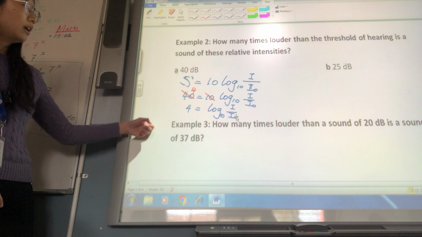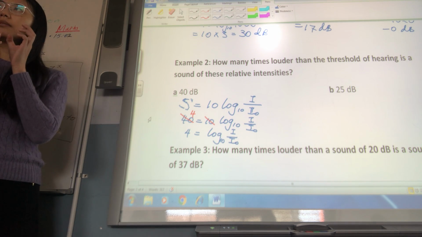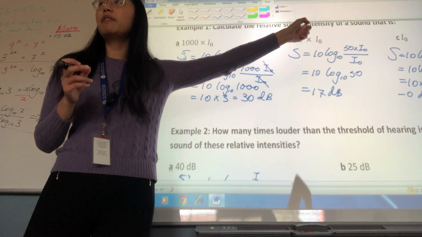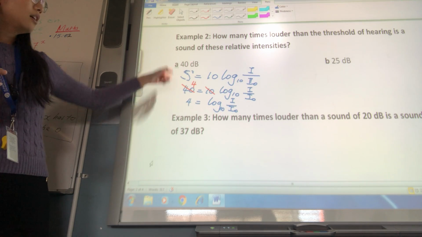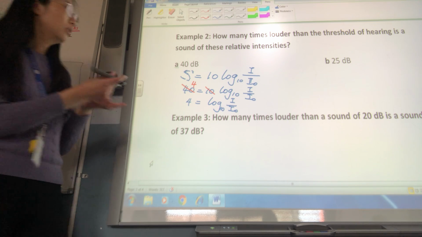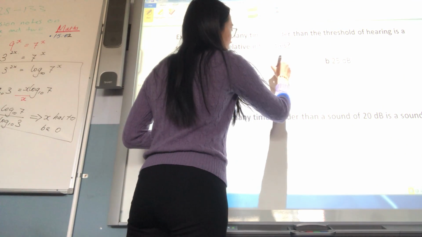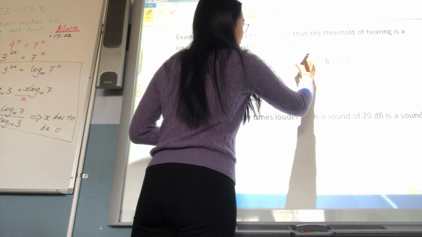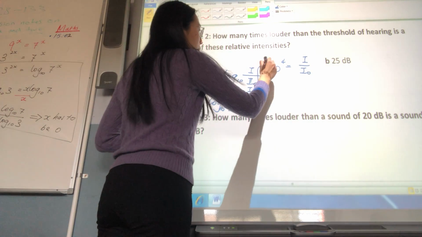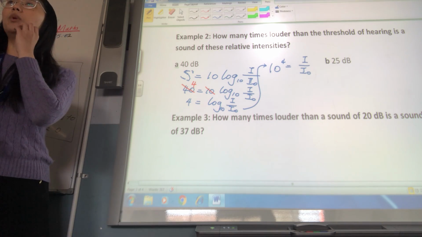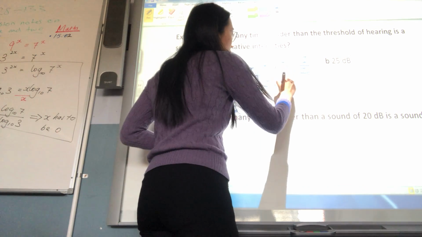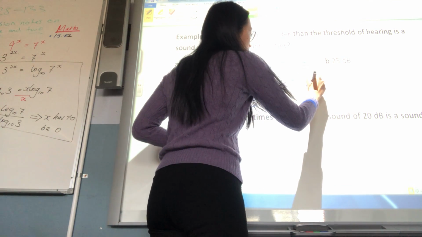What do you expect your answer to be? Is it going to be just the number? No. It's going to be something times I0, as you saw in the previous question, right? But how do I get there? Now I have 4 equals this. First, can I change it into an index equation? 10 to the power 4. So 10 to the power of 4 is equal to I over I0, first of all. And between I and I0, which one is the one you want? I is what you want. So I is going to be equal to, I just have to move the I0 to the other side, right? 10 to the power of 4 times I0.